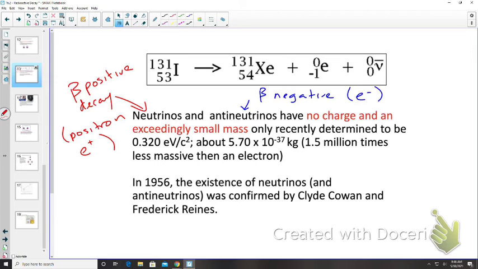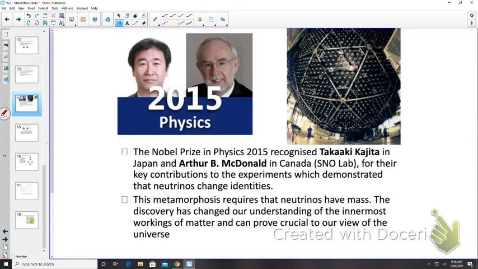All right. So the Nobel Prize in 2015, for physics anyways, recognized Takaaki Kajita in Japan and Arthur McDonald in Canada for their key contributions to the experiments which demonstrated that neutrinos change identities. This metamorphosis requires that neutrinos have mass. And this discovery that neutrinos do have mass has changed our understanding of the innermost workings of matter and can prove crucial to our view of the universe.